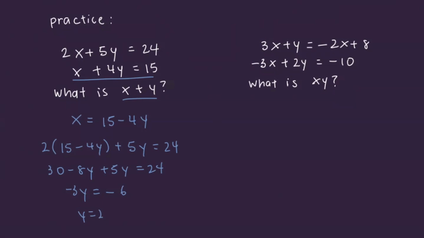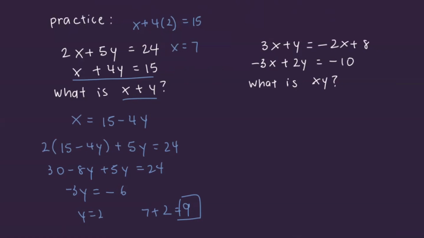Now solve for x. We have x plus 4 times 2 equals 15. So minus 8 on both sides. x equals 7. And now 7 plus 2 equals 9. So our x plus y equals 9. Did you guys get that? If so, great job.